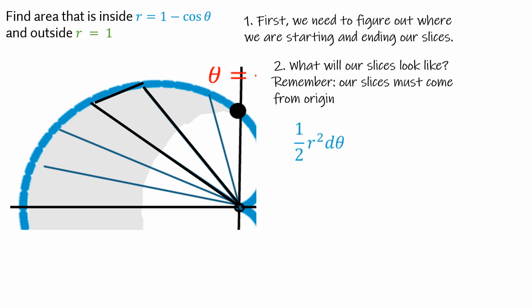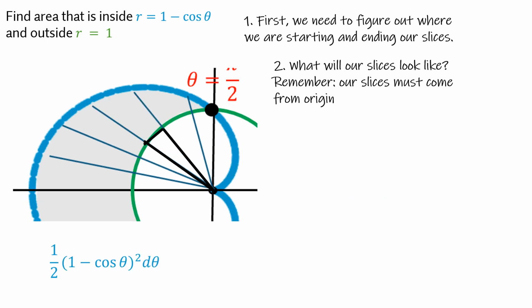Okay, so if we take one of these random slices, to find its area we're going to use 1/2 r squared d theta. And this slice goes out to the blue line. So our radius for this slice is 1 minus cosine theta. We plug that in, and that gives us the area of that slice.